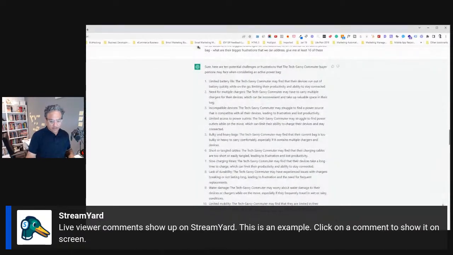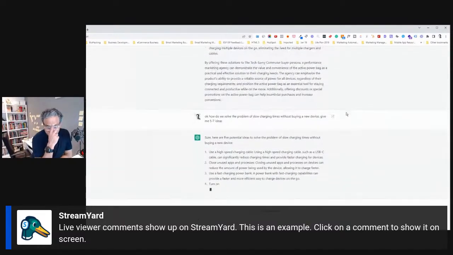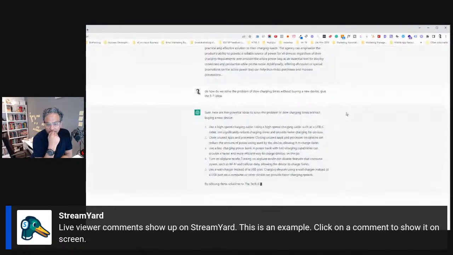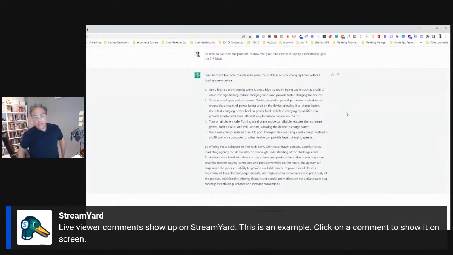Incompatible devices. Okay, let's see. Limited access to power outlets. How do we solve slow charging times? Okay, how do we solve the problem of slow charging times without buying a new device? Give me 5 to 7 ideas. Let's see what it says. High-speed charging cable, close unused apps, fast charging power bank, airplane mode, wall charger instead of a USB port. Very interesting. Okay, so I think that's pretty interesting. We've got a pretty good idea of what's involved here.